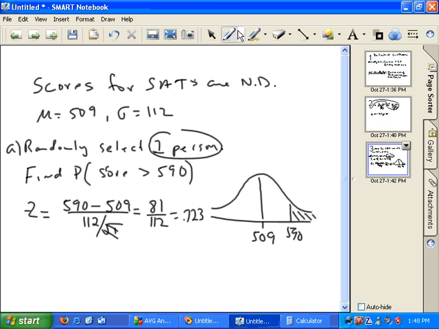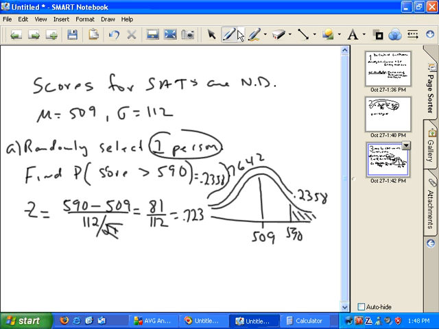And remember, our z-scores only tell us the area up to a score. It will only tell us the area all the way up to 590. And when I look up 0.723, 0.72 is 7642, so the balance will be 2358. So the probability is just what I said, 0.2358.